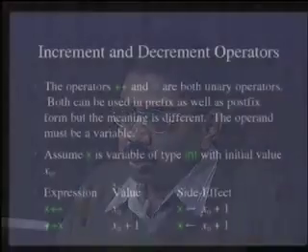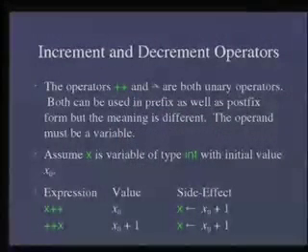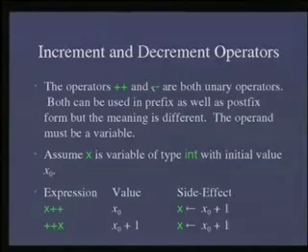Another two commonly used operators in C are the increment and decrement operators. So these are denoted by the plus plus and the minus minus symbols. There should not be any space between the two pluses or the two minuses. Both are unary operators, that is, there is only one operand and the operand must be a variable. And the interesting thing is that both can be used in prefix as well as the postfix form, but the meaning in the two cases is different. Prefix form means that the operator comes before the operand, and the postfix means that the operand comes before the operator.